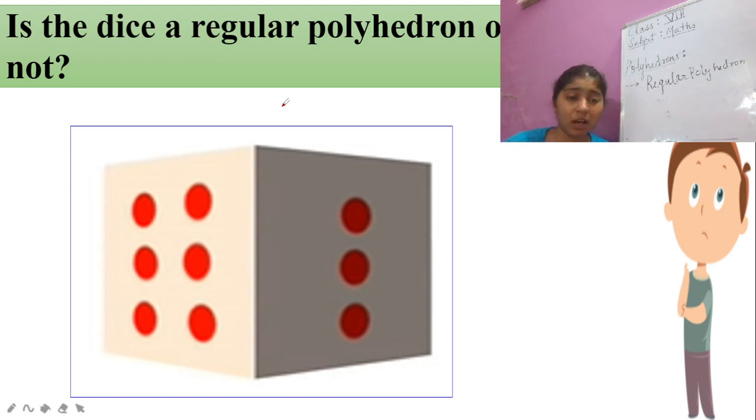So students, what do you think, is the dice also a regular polyhedron, or is it another example, or is it not a polyhedron? Write your answer in the comment box, so that I come to know your points.